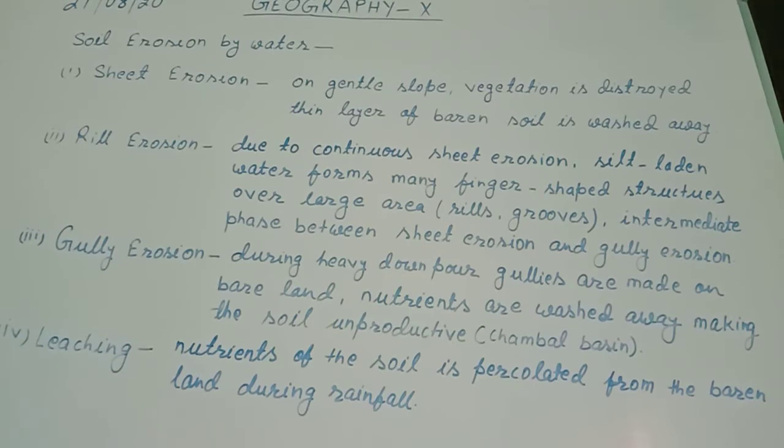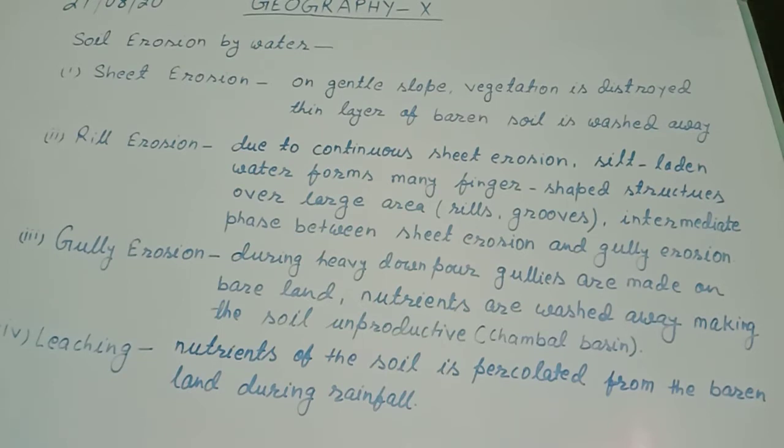So first we see soil erosion by water. There are 6 types of soil erosion done by water. Number 1, sheet erosion. Number 2, rill erosion. Number 3, gully erosion. Number 4, leaching. Number 5, sea or shore erosion. Number 6, stream bank erosion. We will see the explanation of all these types of erosion by water.